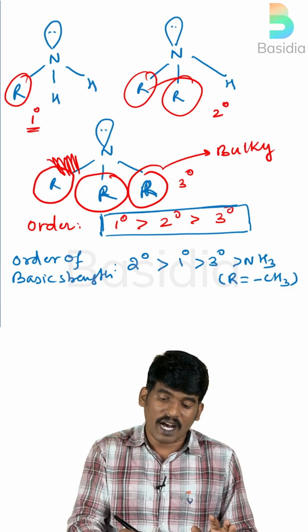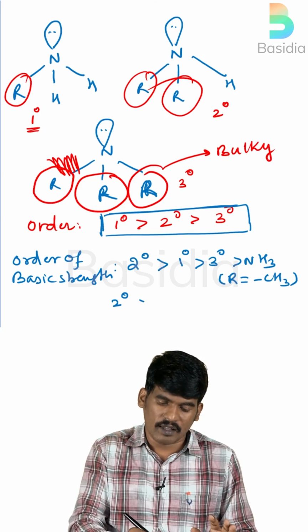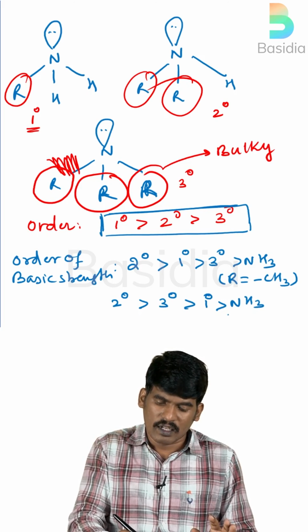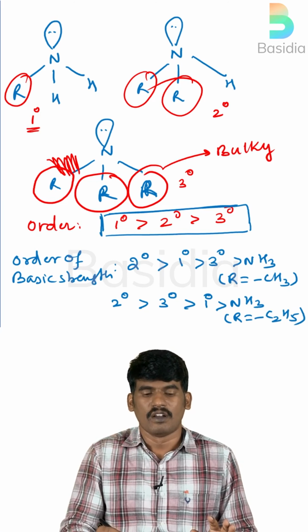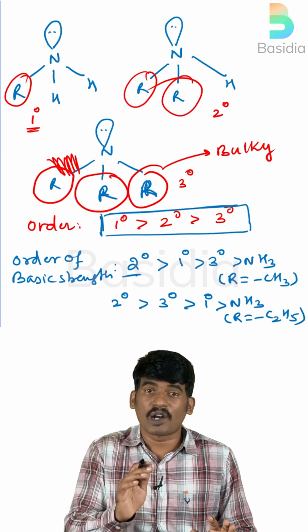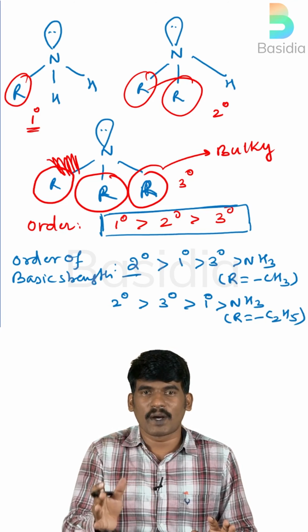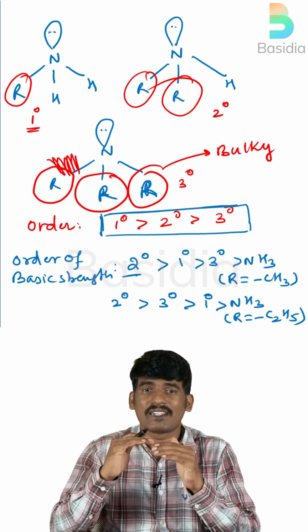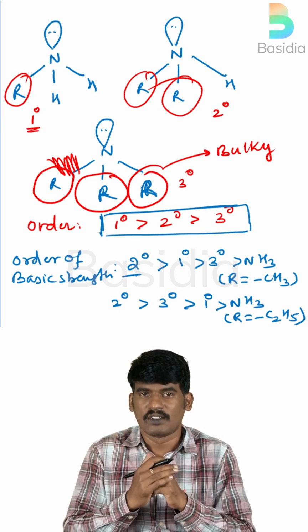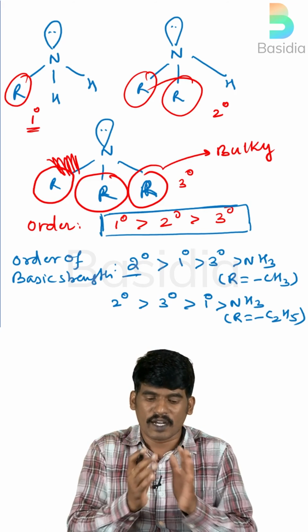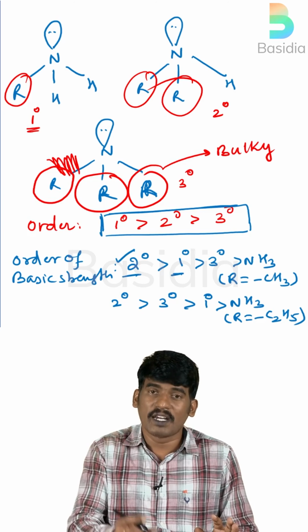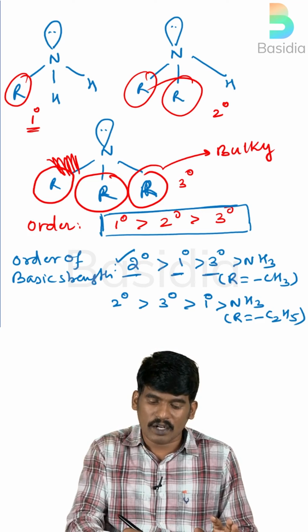Suppose R is an ethyl group, then the order is 2 degree greater than 3 degree greater than 1 degree greater than ammonia. In this case, R must be the ethyl group, that is C2H5. So secondary amine is a stronger base compared to primary and compared to 3 degree. So we have to balance or compensate all the three effects. By summing up all these three effects, we can say that secondary amine is the stronger base compared to primary. Primary amine is a stronger base compared to tertiary.